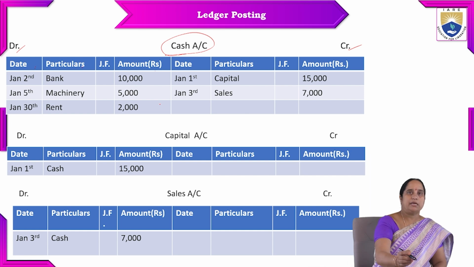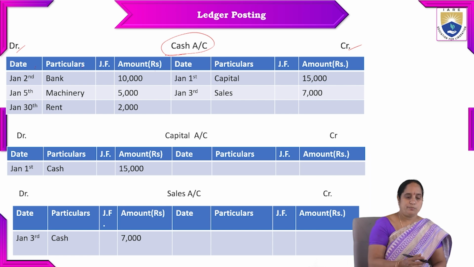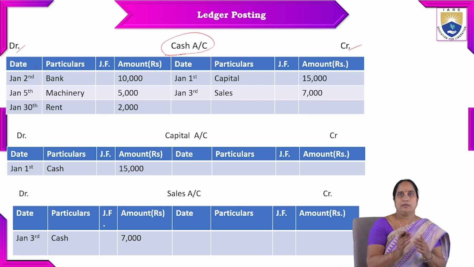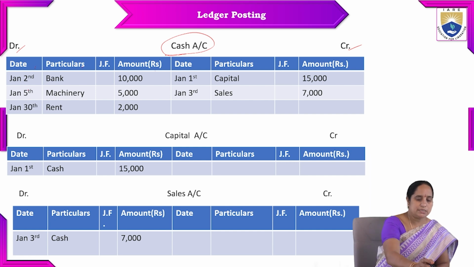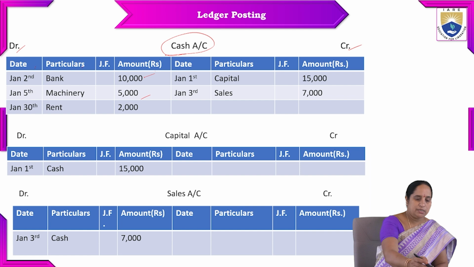So whatever the cash related transactions in the journal, that should be entered separately in individual accounts. Whatever they have on debit side, you specify on debit side and accordingly credit side. So Jan 2nd, bank 10,000. On Jan 5th, in the form of machinery, we have spent some amount 5,000. Jan 30th, rent paid 2,000.